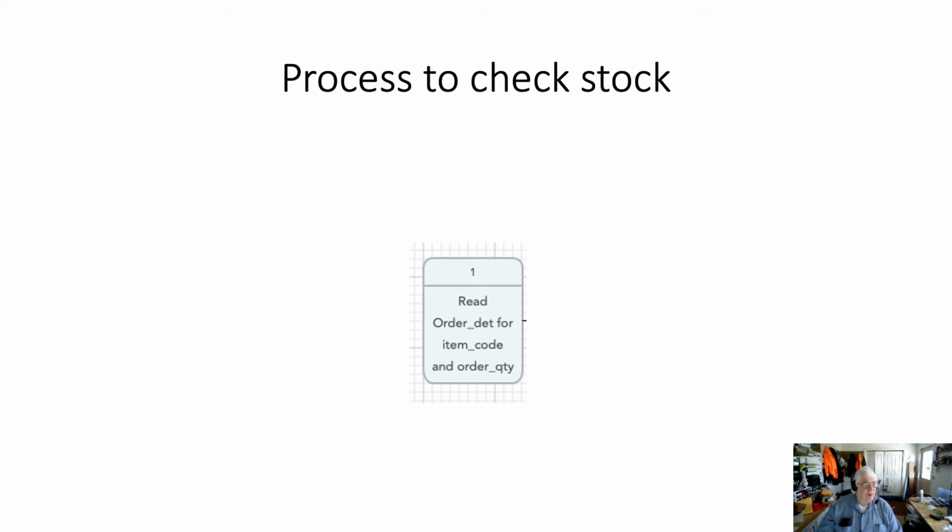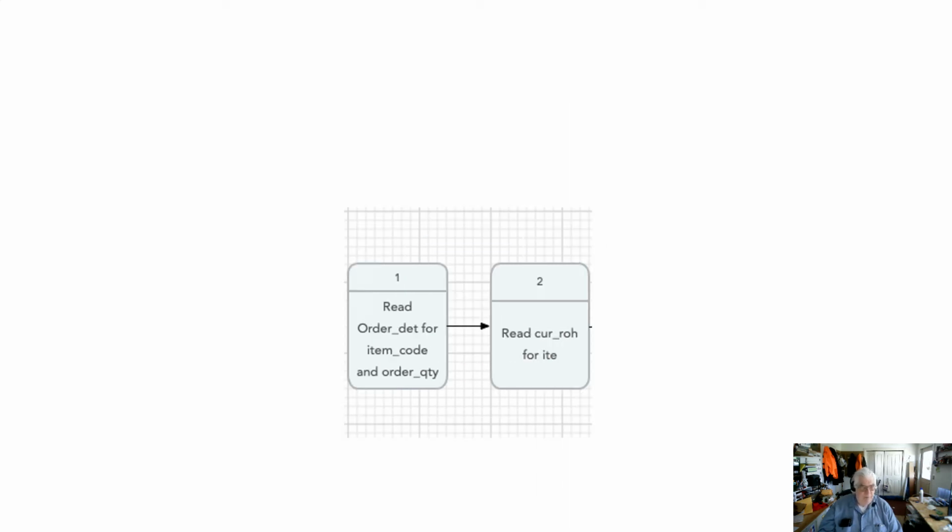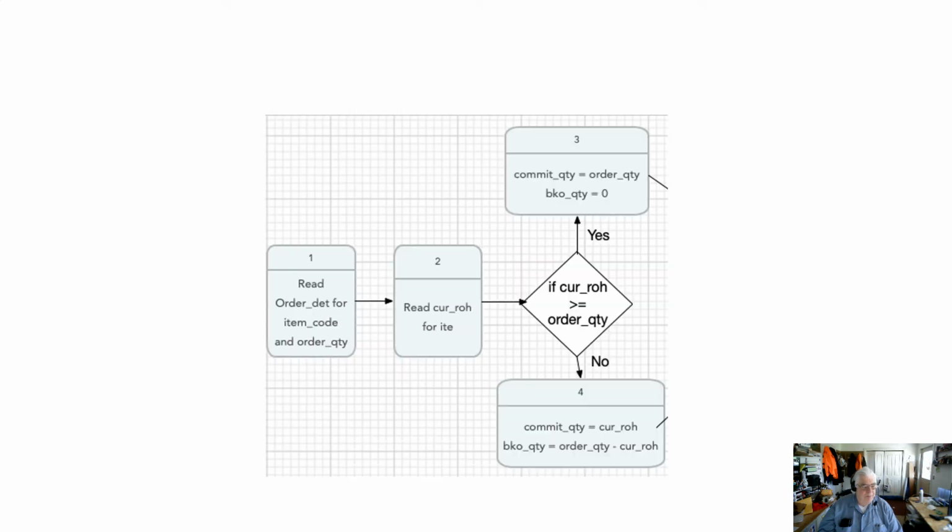Alright, so what's the process to check stock and commit stock? Well, we're going to have to read order detail for the item code and item quantity. Then we're going to have to read the current rack on hand from the item. Then we're going to have to make a decision. If the current rack on hand is greater than or equal to the order quantity, well then it's easy. We just say the committed quantity equals the order quantity and the back ordered quantity equals 0.